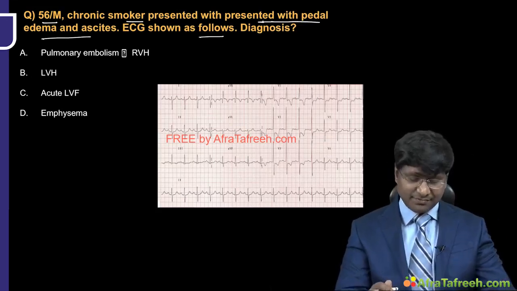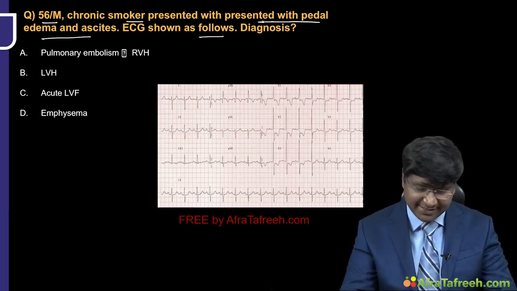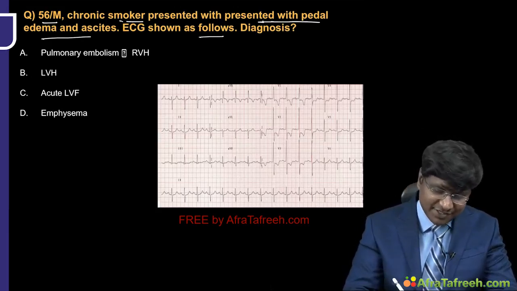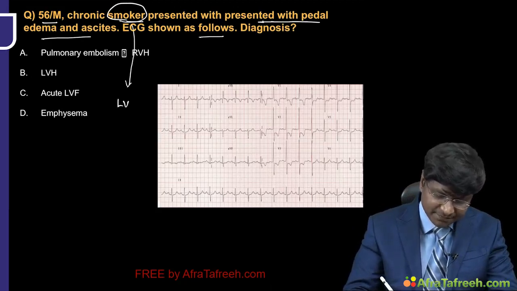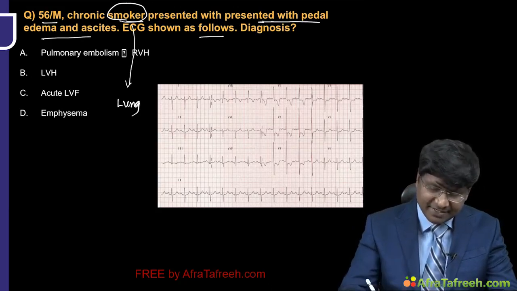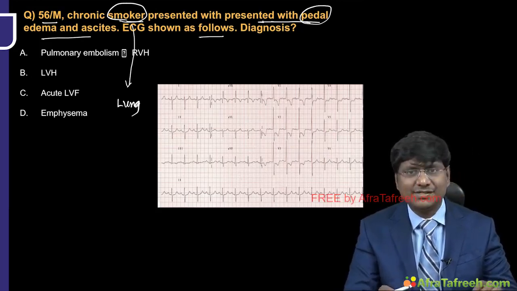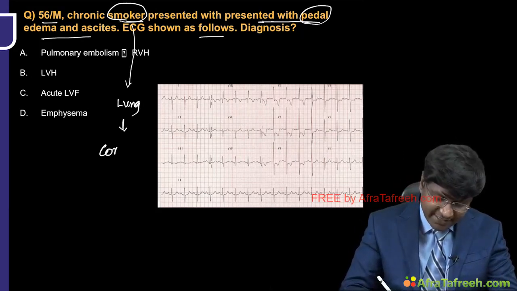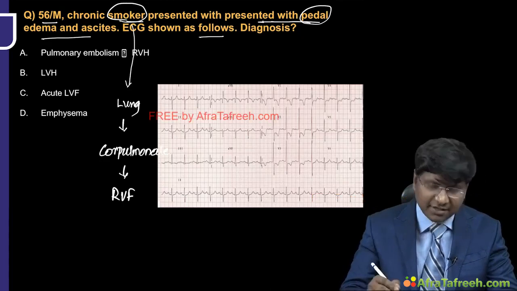The options are pulmonary embolism with right ventricular hypertrophy, left ventricular hypertrophy, acute left ventricular failure, then the emphysema. Now, if you observe here, the patient is a chronic smoker, so definitely he will develop some lung pathology. And he presented with pedal edema and ascites. So the presence of pedal edema and ascites in a background scenario of lung pathology, you need to understand that he might have developed cor pulmonale, where he has progressed to development of the right ventricular failure also.